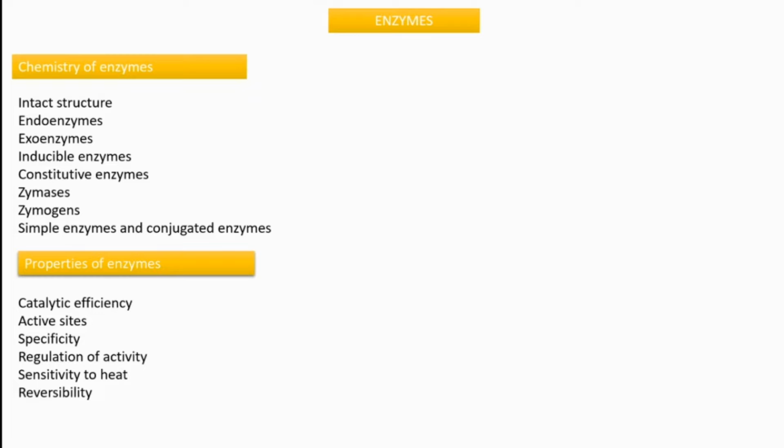Then sensitivity to heat. Enzymes are highly sensitive to heat. If the temperature is above 60 degrees Celsius, then permanent denaturation will be the result that the enzyme will face. The enzyme will completely denature when the temperature rises above 60 degrees Celsius. Low molecular weight enzymes are more stable than high molecular weight enzymes. Then reversibility. Reversibility means most of the enzymatic reactions are reversible. They can proceed in the forward and backward direction.